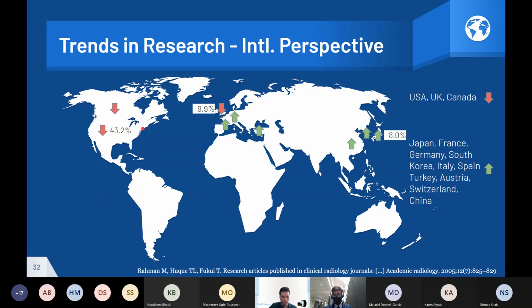But the top 3 countries publishing right now are America, which is seeing a downward trend, but is responsible for 43% of radiology research out there. The UK is 9.9%, which is also experiencing a downward trend, and Japan is a newcomer with 8.08% and going up. Other countries like France, Germany, South Korea, Italy, Spain, Turkey, China, Switzerland are all experiencing increases in the amount of radiology research that they're publishing. So it's great to see that so many countries around the world are participating in this as well. But a little concerning to see that in Canada and the US we're seeing that downward trend, which hopefully we can turn around.